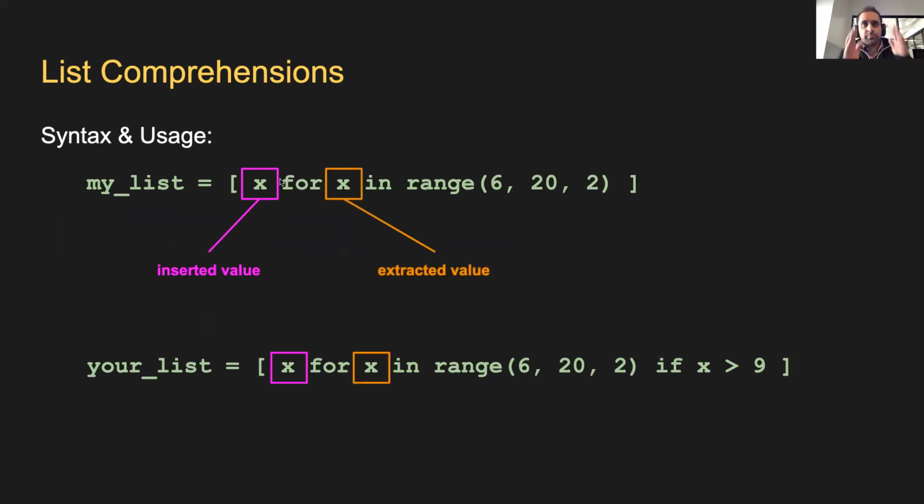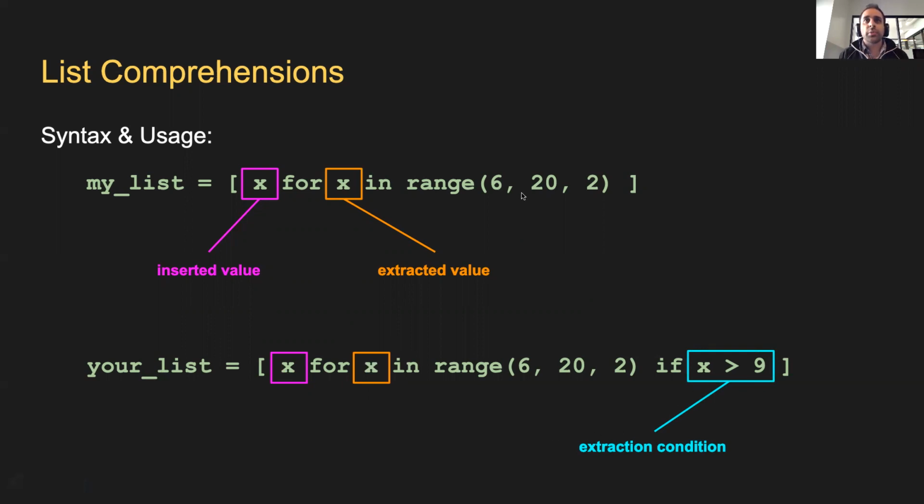So if you piecemeal this, you have a for loop that's basically getting values of x, and that x is being inserted into your list. You could also have a condition tagged on to your for loop. Again, this looks kind of strange. It takes a while to get used to. I'm constantly looking up documentation because I don't memorize all the parts of it. But in this case, your list has an inserted value of x. It's extracting that value from this for loop, but that for loop has a condition.